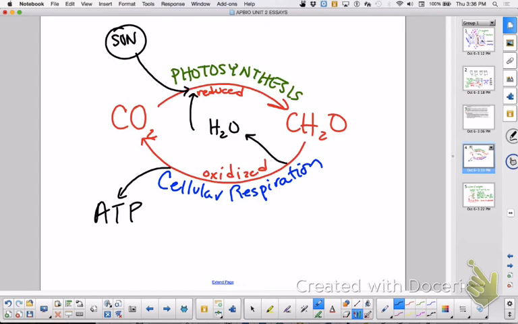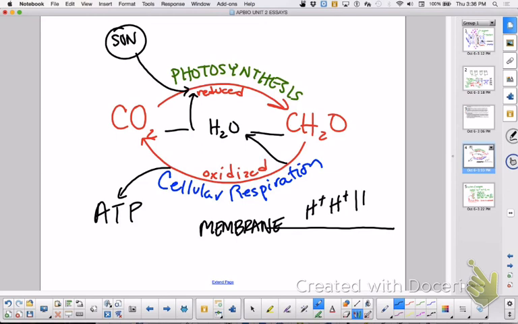What else do they do the same? They both use a membrane. Yeah, right? It's all about membranes, just like we've been talking about. And on that membrane, they concentrate the hydrogen ions. What's your evidence that they concentrate those hydrogen ions? The pH is going to be lower, and the charge is going to be higher. Yeah, the charge is going to be positive.